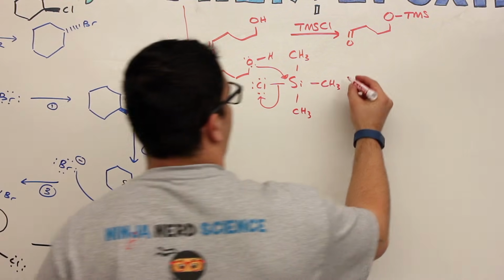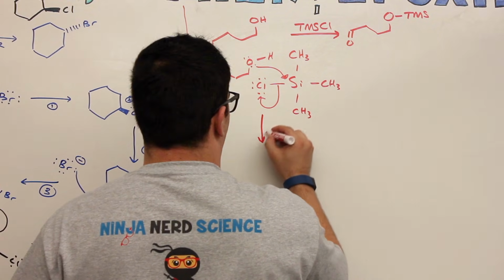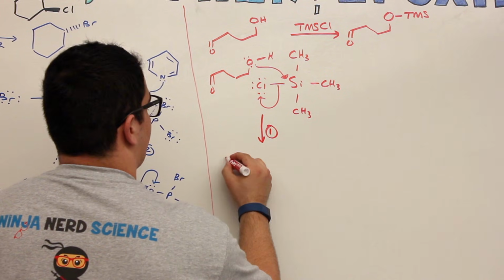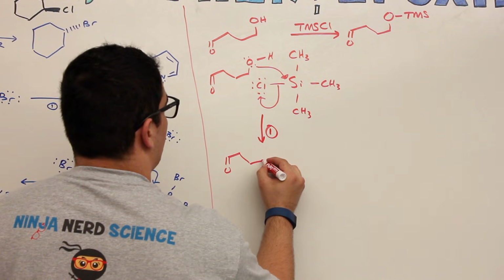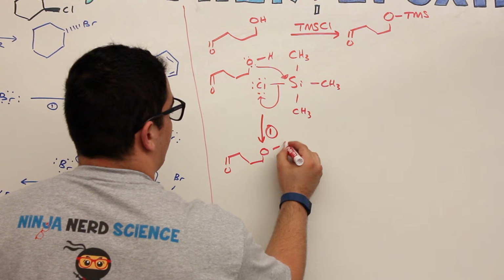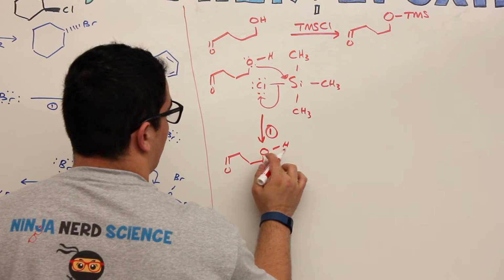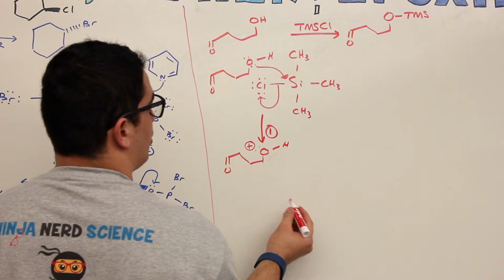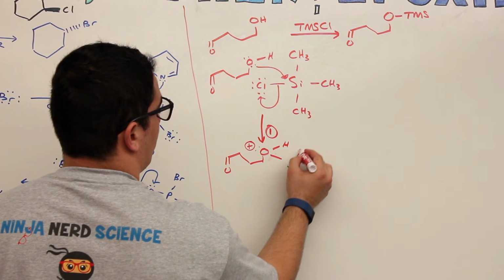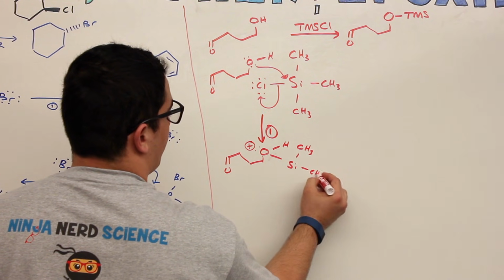And then what do you get? Well, your first step right there, let's actually come down here. What do we get out of this? We still have the double bond there. And then we have the oxygen with the hydrogen, a lone pair of electrons over here with a positive charge. Then we have the silicon with the 3 methyl groups here.